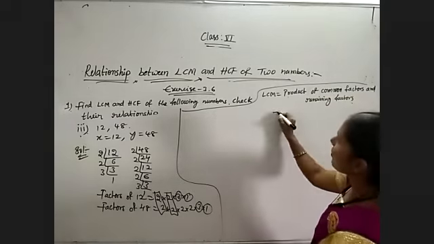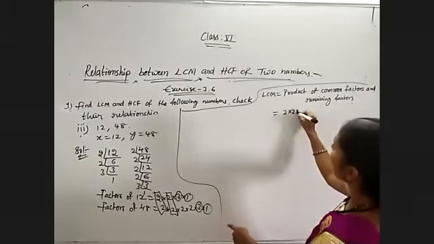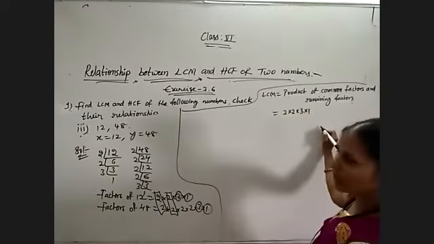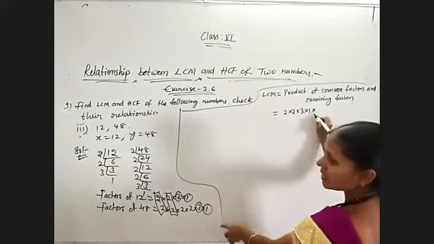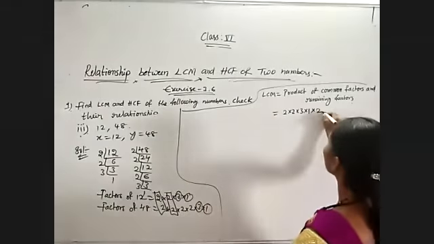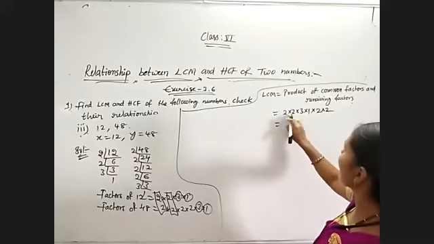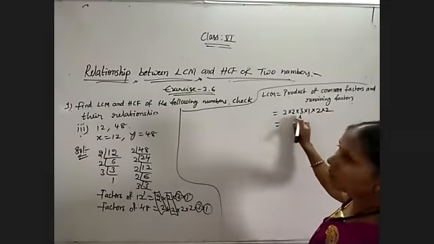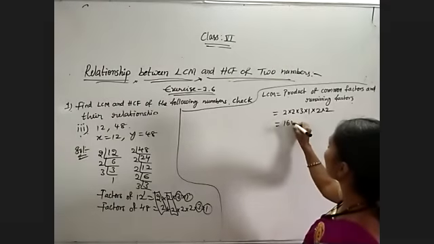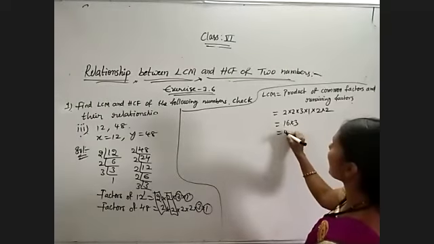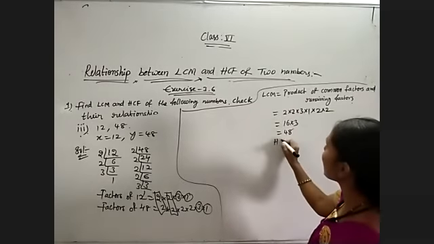So what are the common factors we got? 2, 3 and 1 are the common factors, into what is left. In the first number, nothing is left. In the second number we have remaining factors 2 and 2. So 2 came how many times? 1, 2, 3, 4. So 2 2s are 4, 4 2s are 8, 8 2s are 16. 16 into 3, 16 3s are 48. LCM I got 48. Now find out HCF.